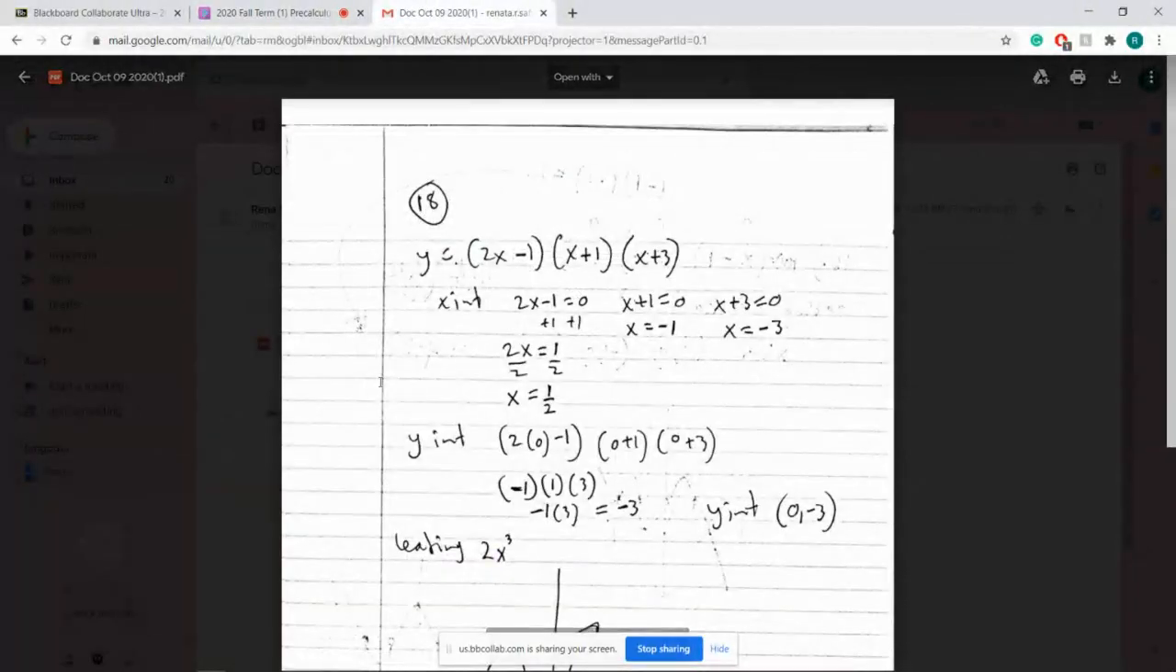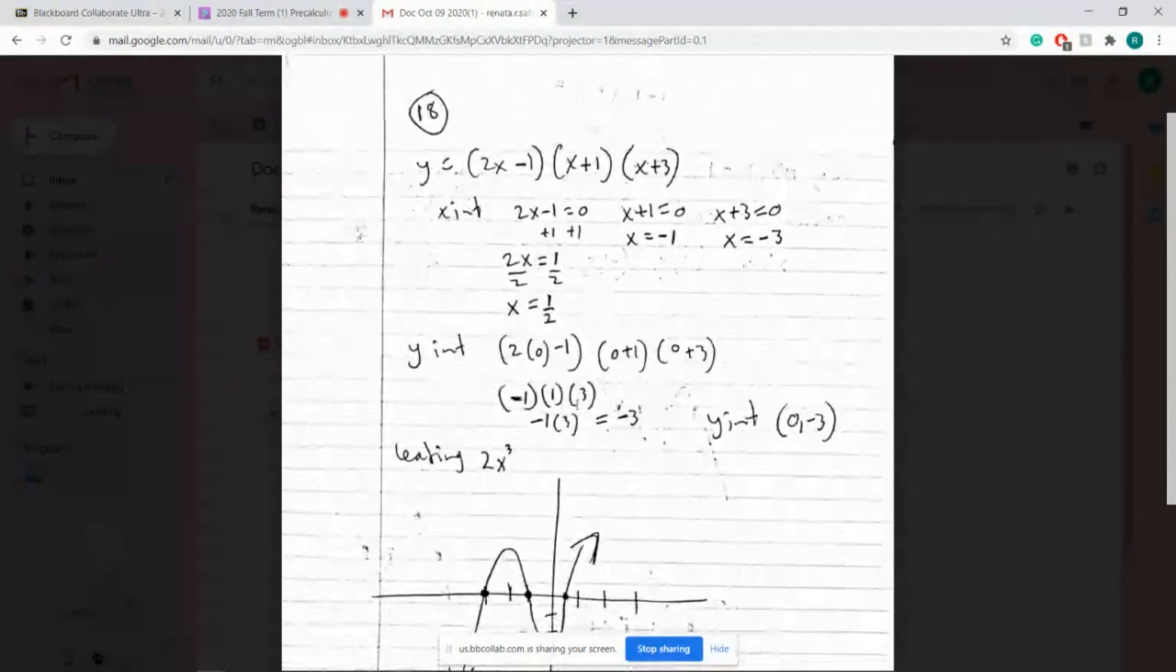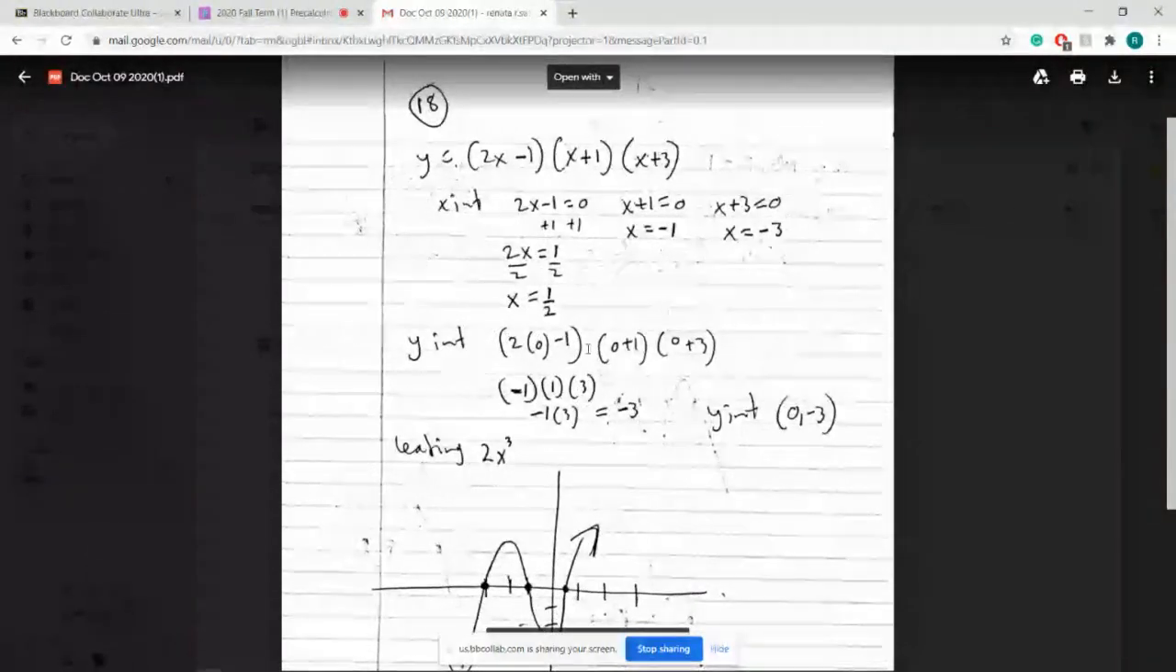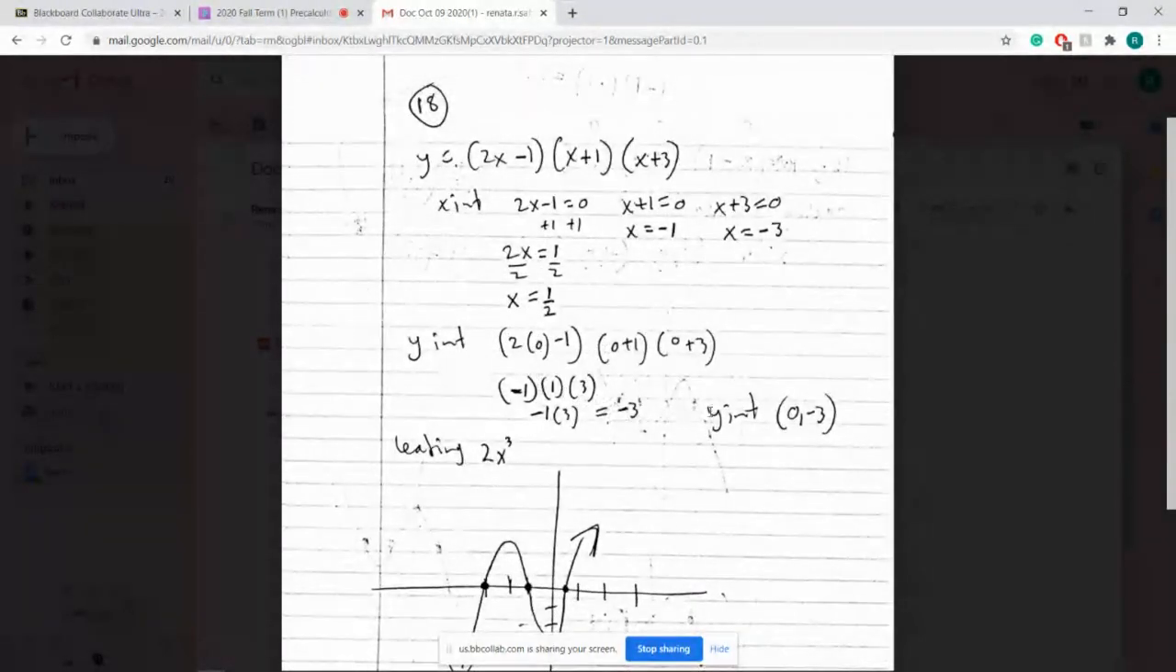So for 18, I found the x-intercept. I set them all to 0, and then the x-intercepts are half, comma 0, and then -1, comma 0, and then -3, comma 0. Then I found the y-intercept. I plugged in 0, and then multiplied, and then I ended up with 0, comma -3.